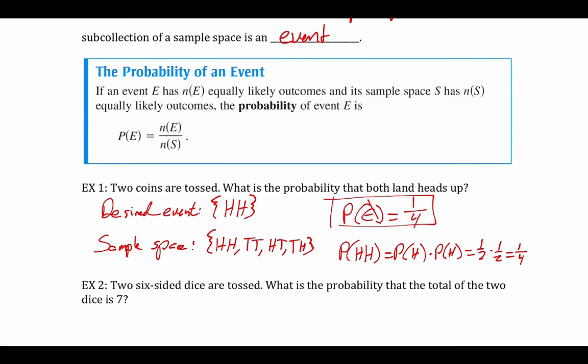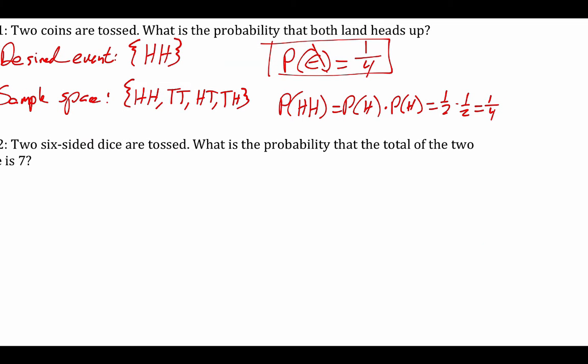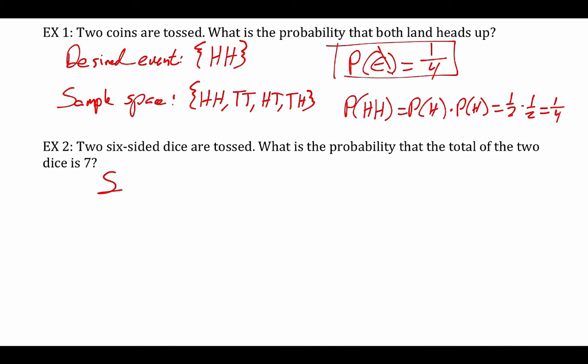Now we've got example 2. It says 2 six-sided dice are tossed. What's the probability that the total of the 2 dice is 7? Starting off with this one, the sample space isn't going to be too difficult. If you're rolling 2 six-sided dice, we're not going to list them all off, but there are 36 total outcomes.